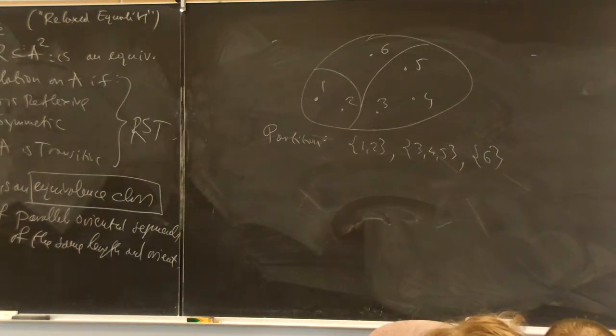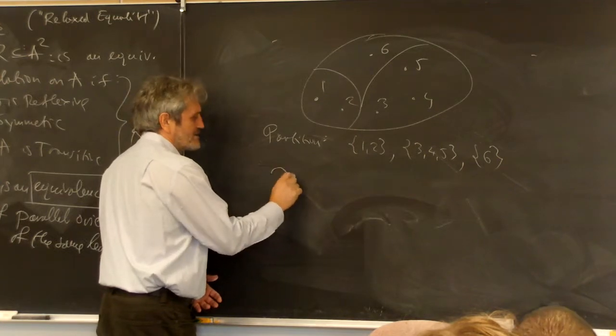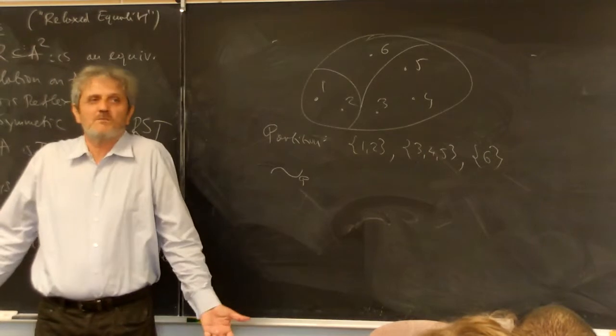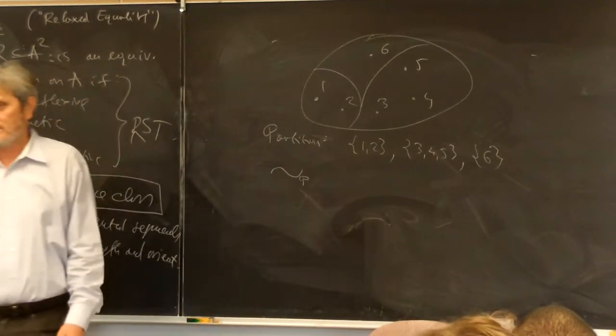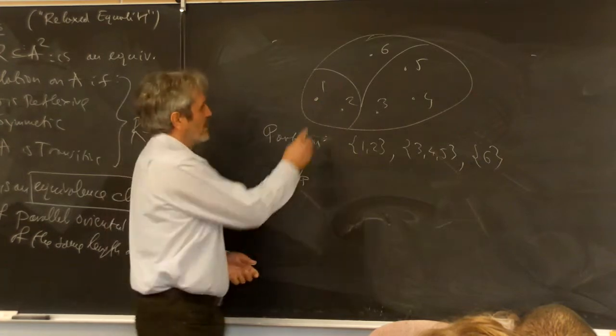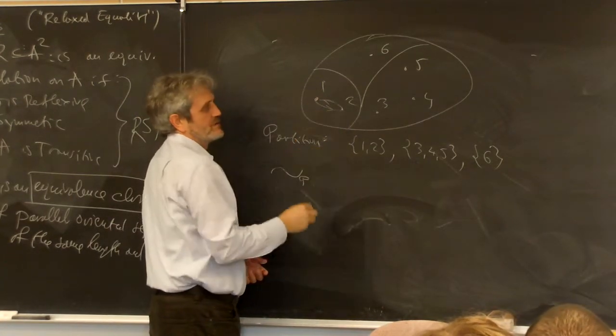Now using this partition, I will define an equivalence relation. I will define the equivalence relation tilde P the following way: if you live in the same state, you are related. So who's related then? 1 and 2 are related. 1 is related to 2. Is 2 related to 1? Yeah, it's symmetric.